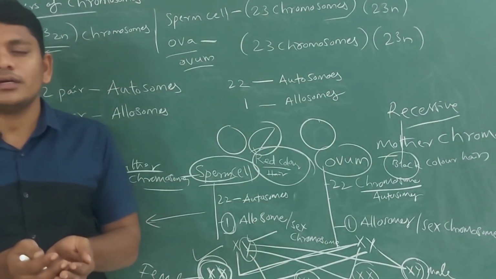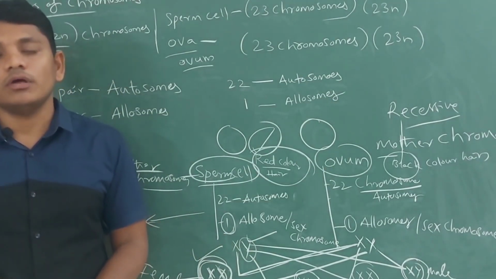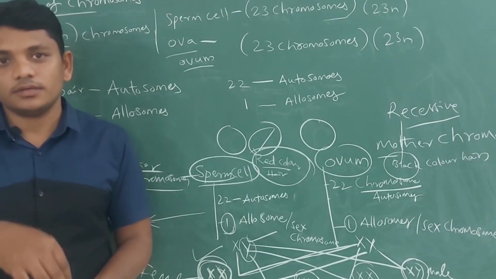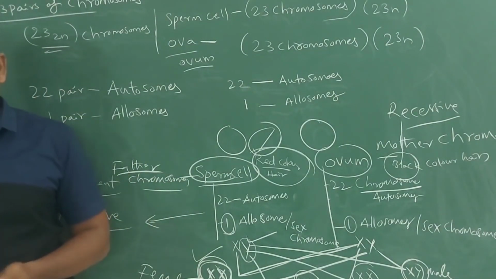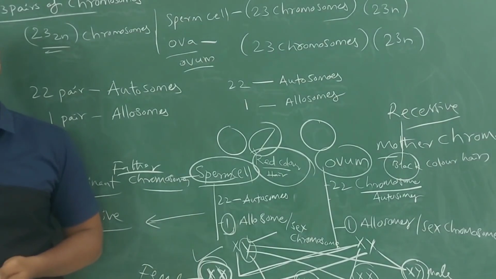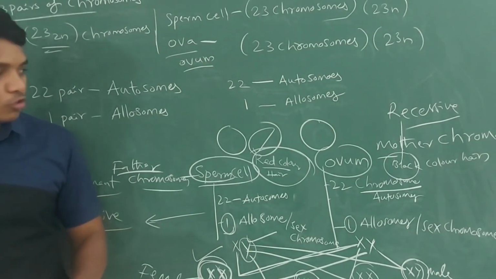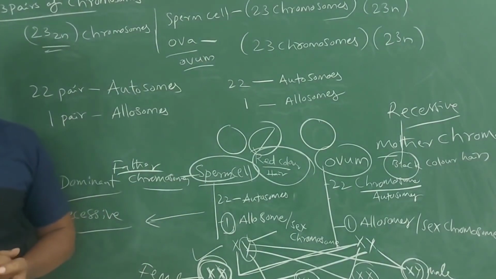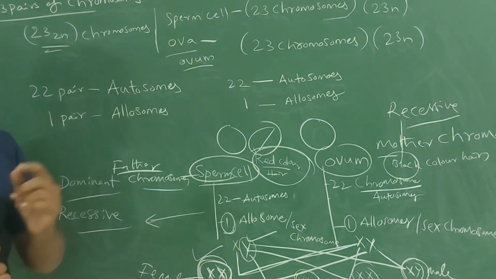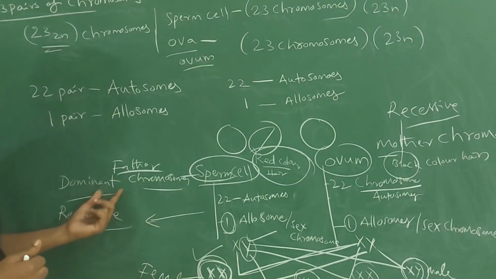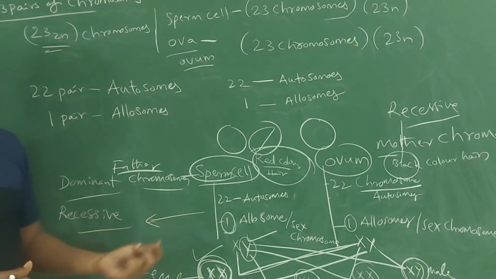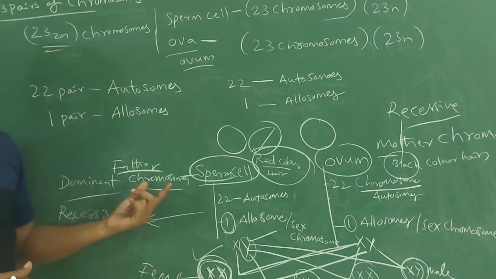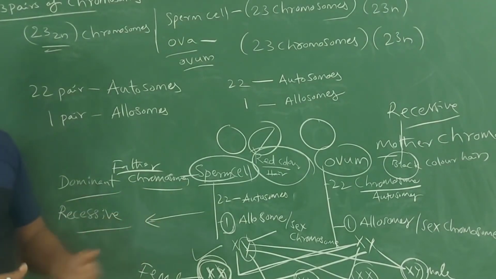Recessive characters cannot appear outside, they are hiding in the genes, whereas dominant characters appear outside by forcefully stopping the recessive characters. In this way, the traits are of two types, dominant trait or recessive trait. We can say dominant character or recessive character.